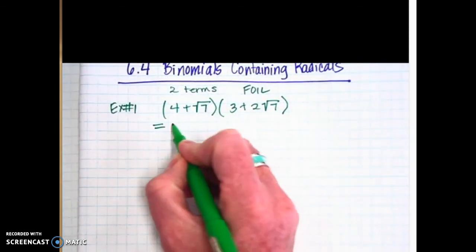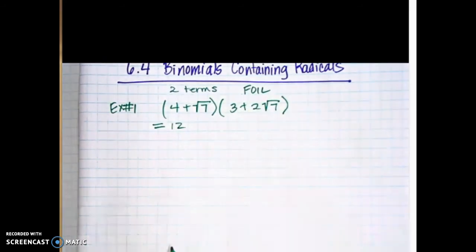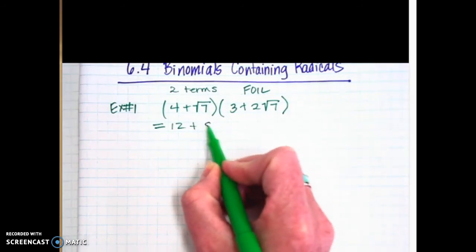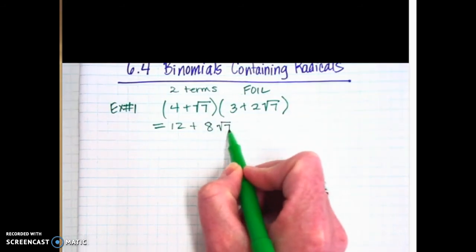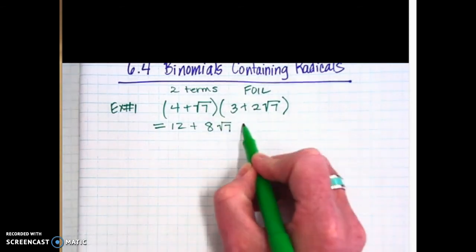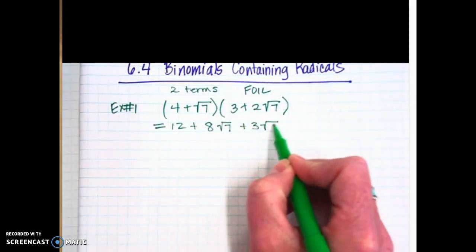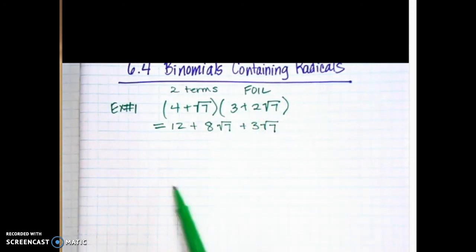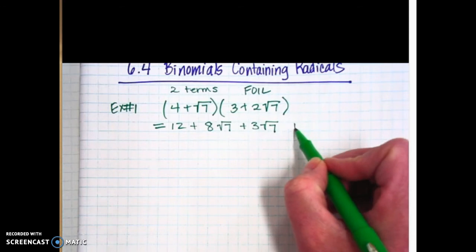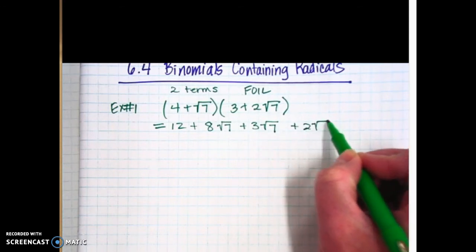4 times 3 is 12. O is for outside. I have 4 times 2 rad 7, so that becomes 8 rad 7. I is for inside. So I have rad 7 times 3, which is 3 rad 7. L is for last, so I have rad 7 times 2 rad 7, which is 2 rad 49.